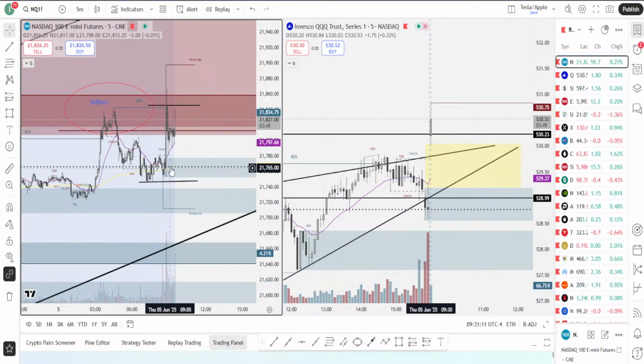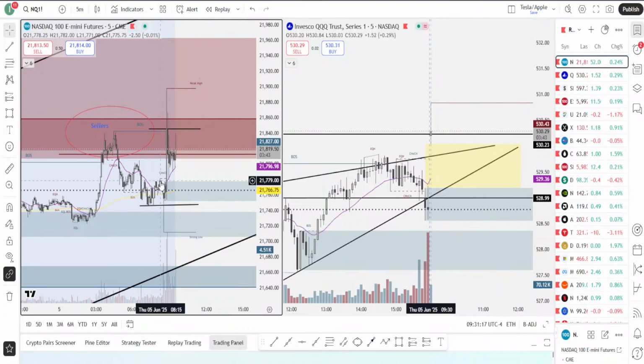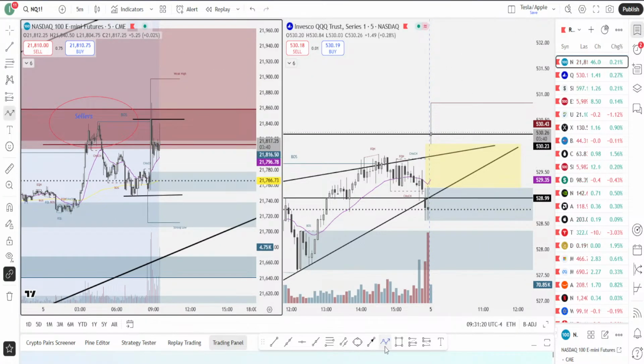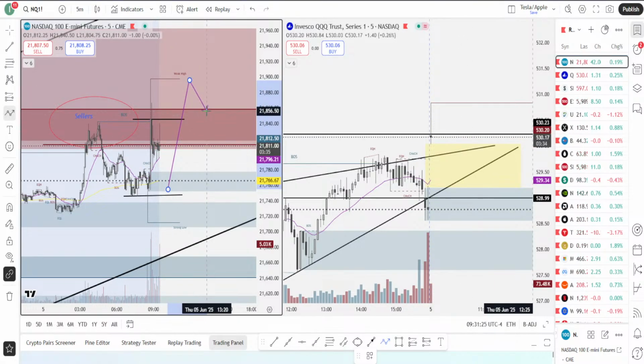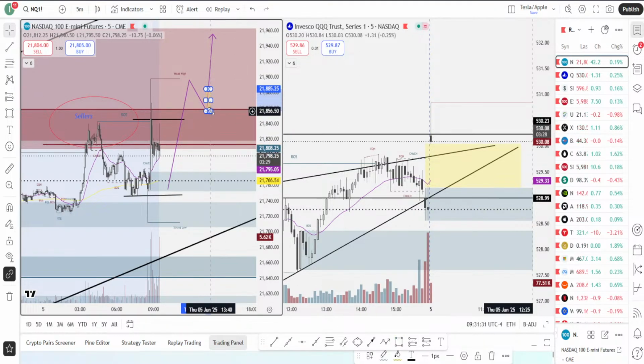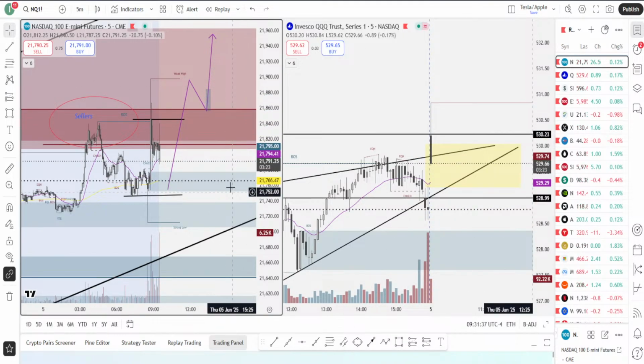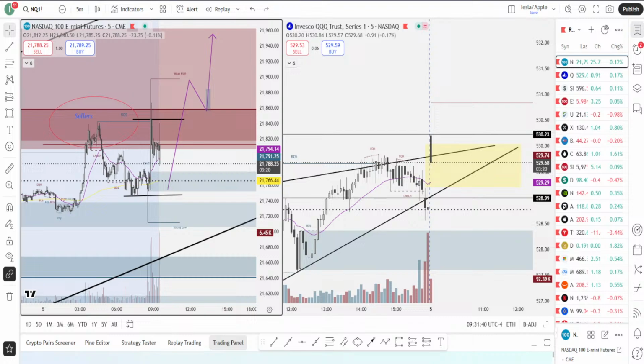Not gonna lie, I kind of hate the thought of buying up here though. So if there is an opportunity to buy this market, the only way I would buy it, for me personally, is if we break above these resistance zones and then we pull back, and then this is where I would buy it up here. See? Holy smokes. That was a pretty quick drop right there.